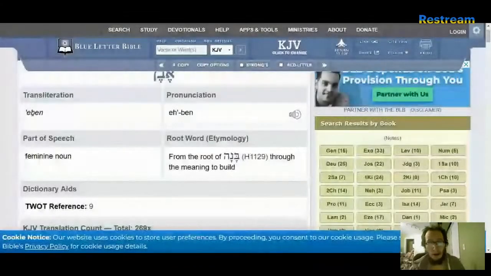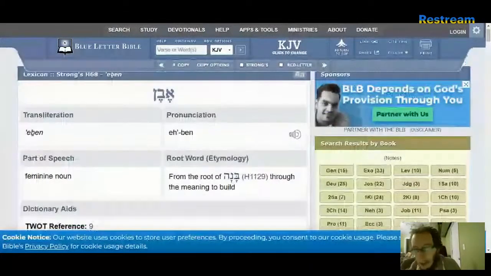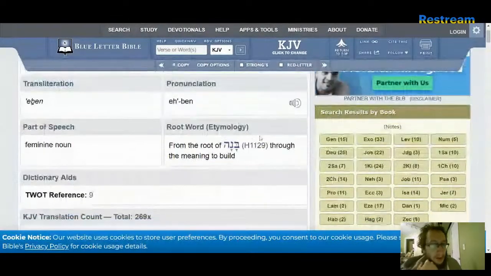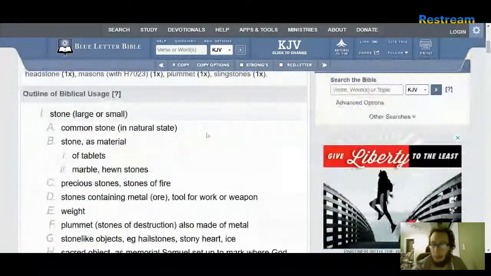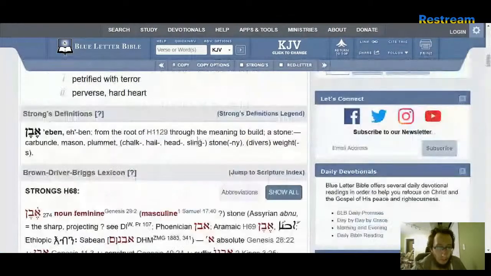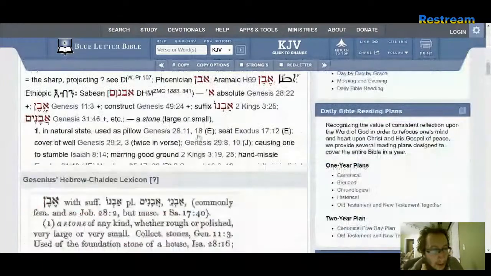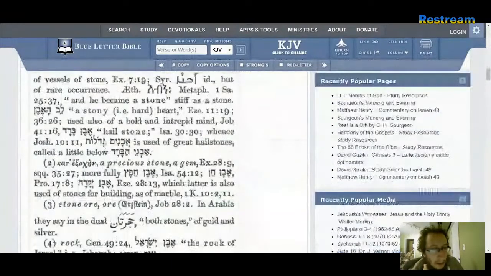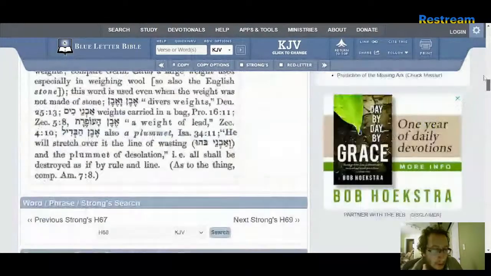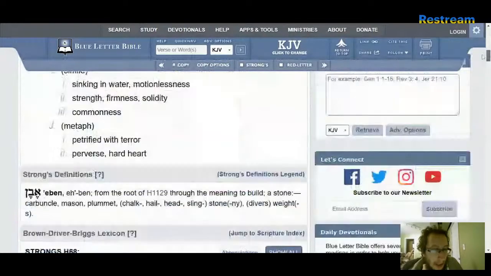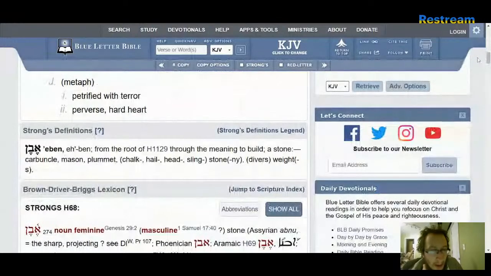And I highly recommend Blue Letter Bible for those who want to just search things on their own and want an easy resource that isn't too difficult to understand. Now, it's not 100% accurate necessarily, but it does a good job of giving you a general overview and insight into the language issues. So it has the entries. So it shows you how it's used in the Bible, how it's translated.